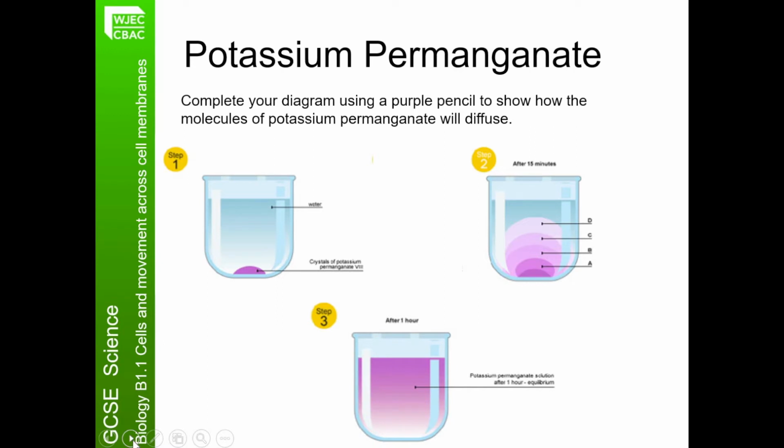In other words, those particles have moved from where they were high concentration to low until they are evenly spread. So watch the example of the video that shows the potassium permanganate. And then at the bottom of page 32, if you have a pink or purple coloured pencil, don't worry if you don't, any colour will do. Can you shade into the beaker what it would look like after 15 minutes? So this diagram here, add to your beaker on page 32.